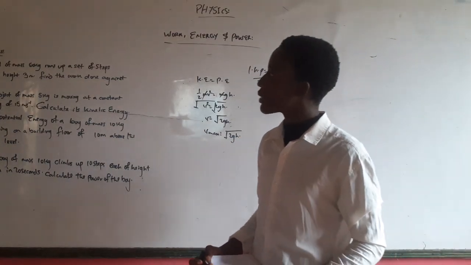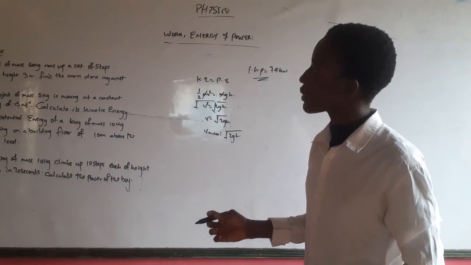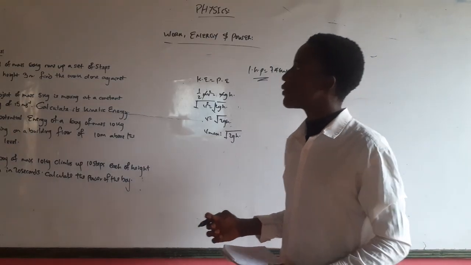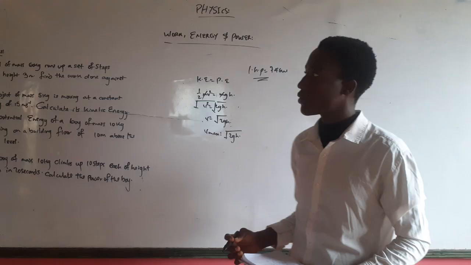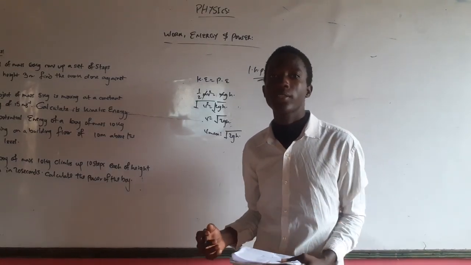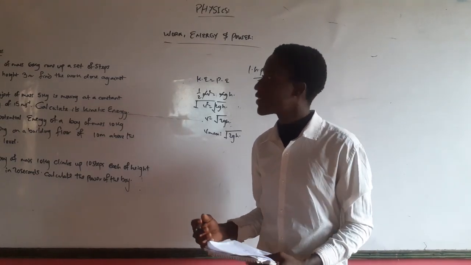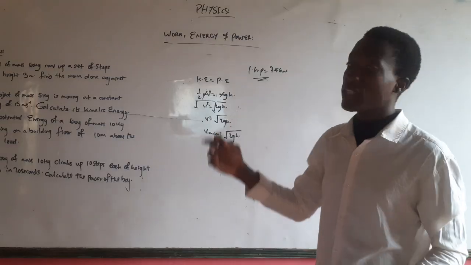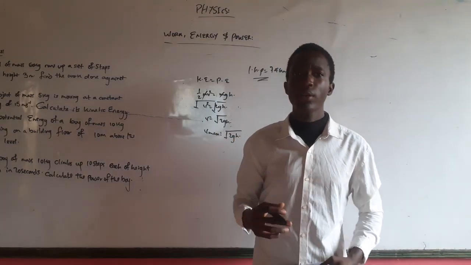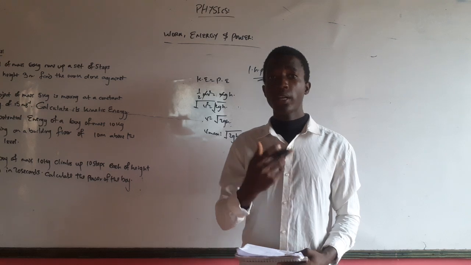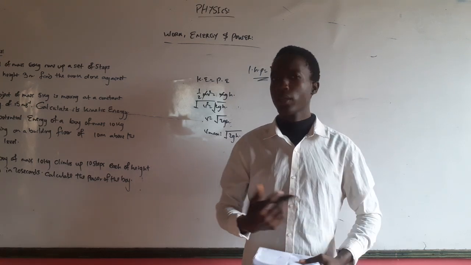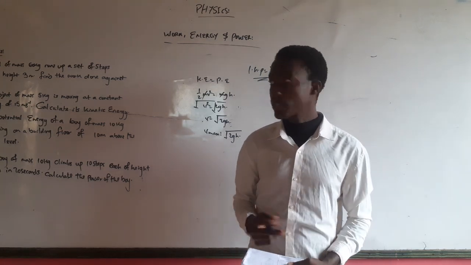So now we have a question. A girl of mass 60 kg runs up a set of steps of total height 3 meters. Find the work done against gravity. So, whenever I deal with a physics question, list out the parameters, convert them if needed, and apply the formula to get a result. Simple. Let's move on.